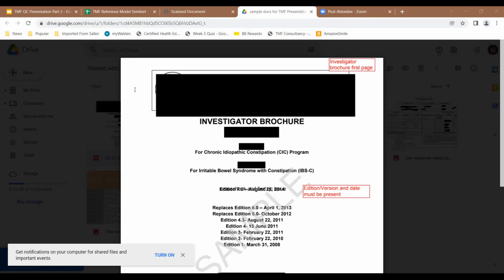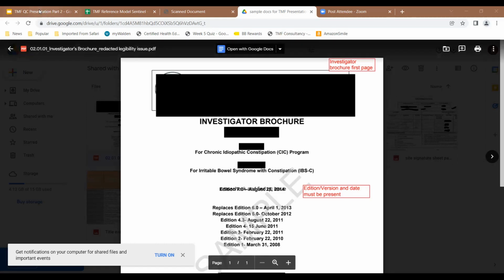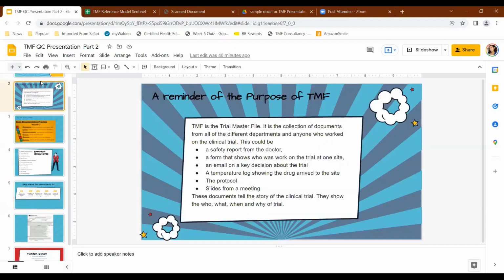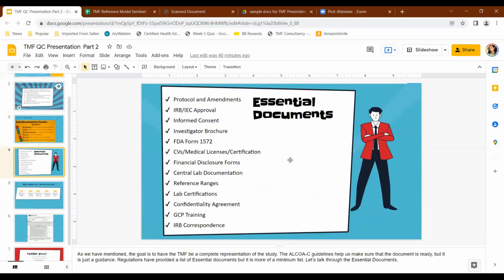And so then the investigator brochure gets updated, and communication gets out too. The idea is that everyone's aware of potential risks and issues, and the ICF gets updated. The ICF is the informed consent form, and that is a really critical document. Here I'll go back to our essential document list. The ICF is right here.